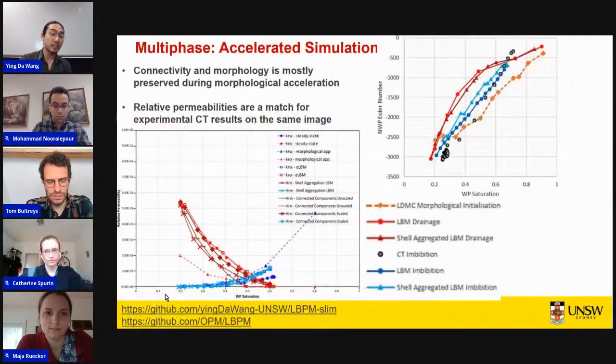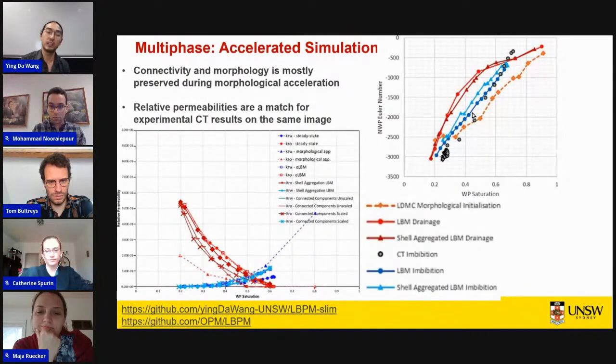And for the validation, which is on this slide, the dark red line on this curve and the light blue line on this curve track the Euler characteristic versus the saturation, and the red line is the drainage, and the blue line is the imbibition. The dark red and the light blue compare against the light red and the dark blue in terms of the morphologically accelerated approach and the LBM only approach.